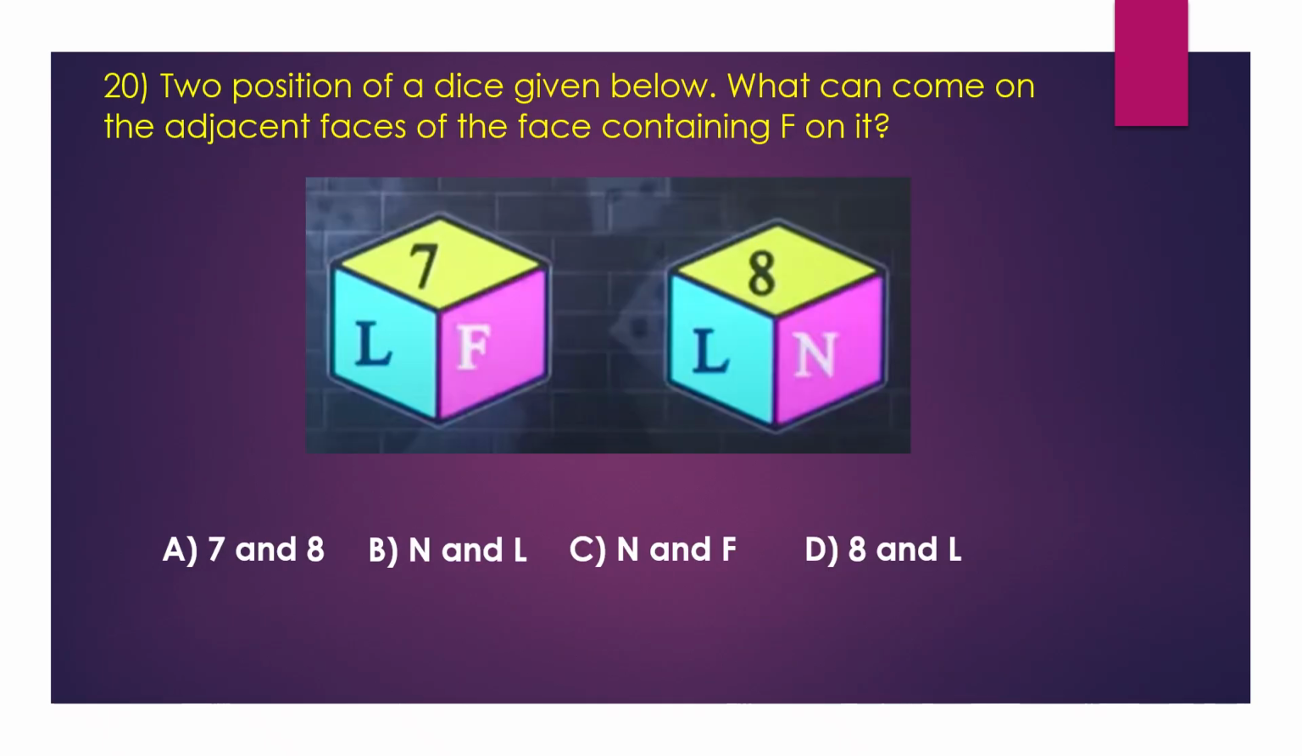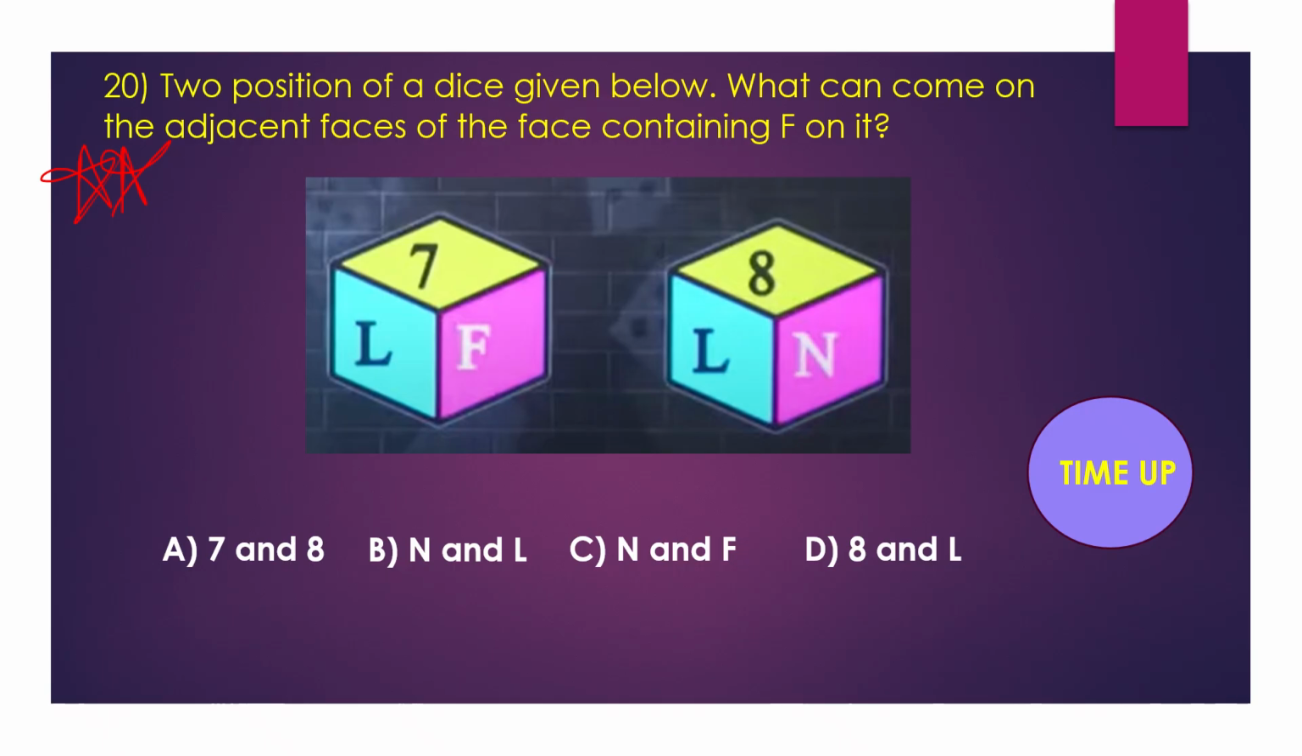20th question, the last question of today's class, and your timer starts now. This is a different type of question. Actually, mark this also as important. Try to solve it. Time up. So here the question says two position of a die is given below. What can come on the adjacent faces of the face containing F on it?